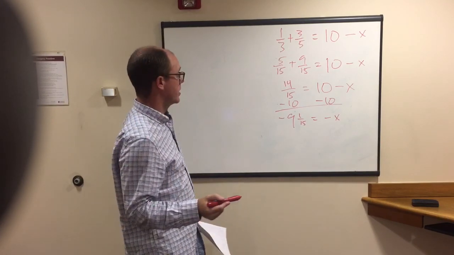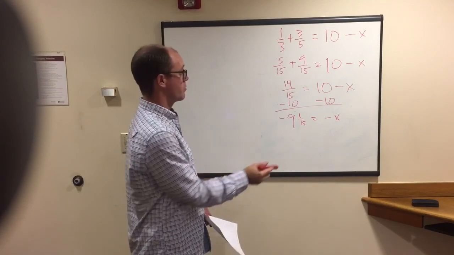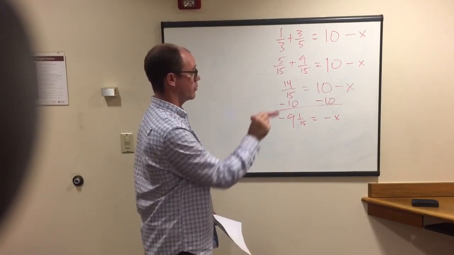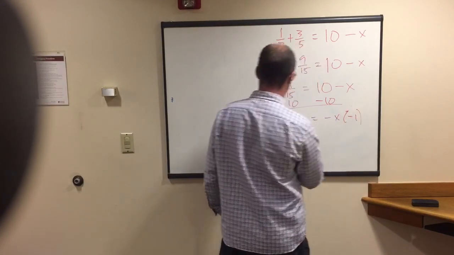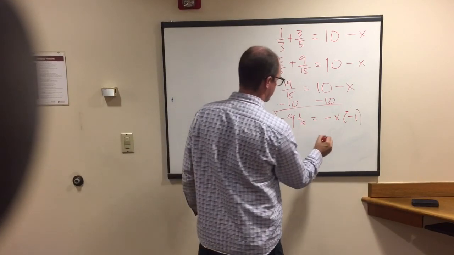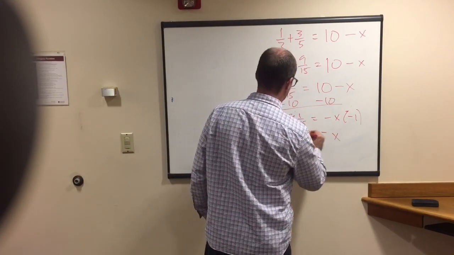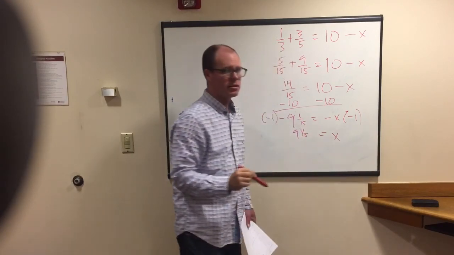And then the only thing that we have left is it's a negative x, so we want to multiply that by -1, and that will make it positive, because we want to solve for x here. So times -1, and we have to do the same thing to both sides always, times -1, and then we have x equals 9 1/15.